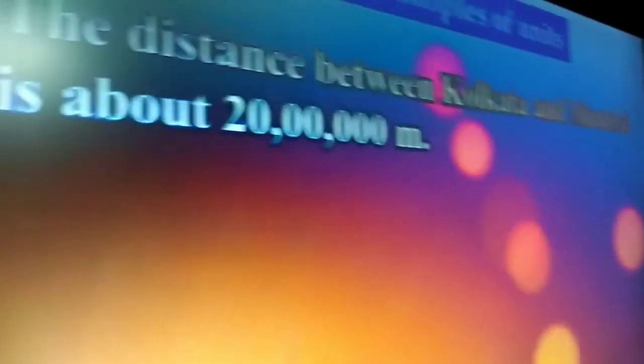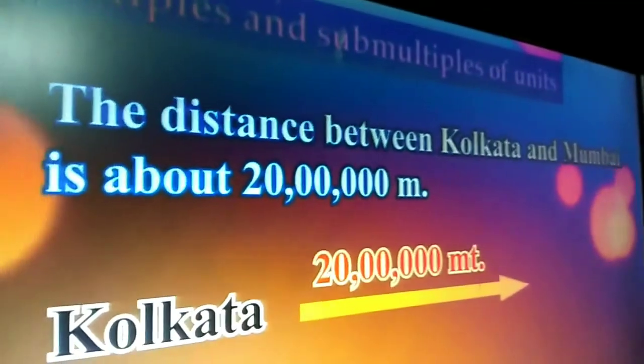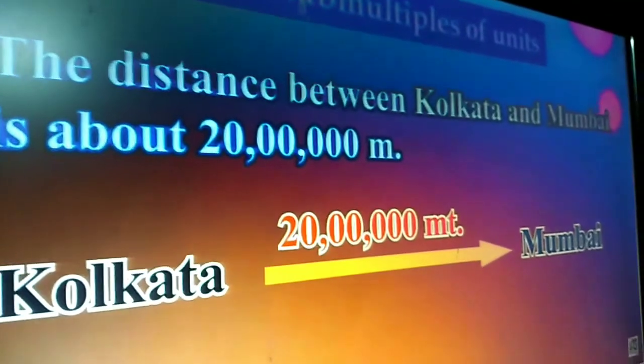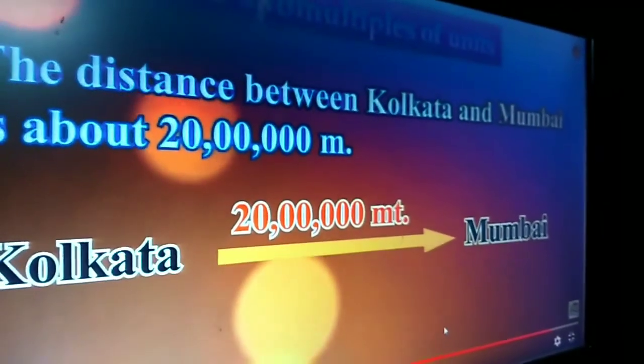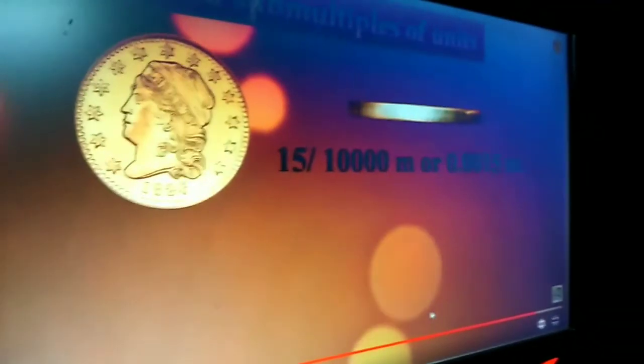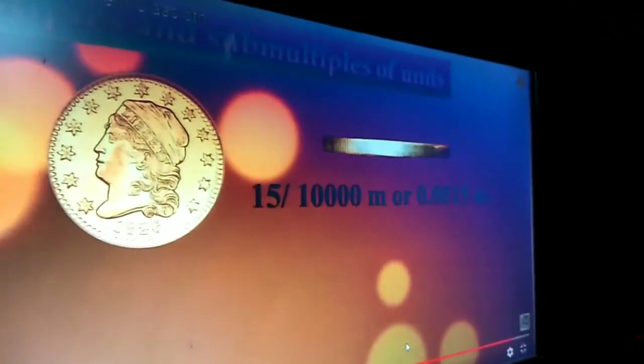Multiples and submultiples of units. The distance between Kolkata and Mumbai is about 20 lakh meters. Do you think it is convenient to measure such a large distance in meters? The thickness of a coin is about 15 by 10,000 meters, or 0.0015 meters. Do you think it is convenient to measure such small quantities in meters?